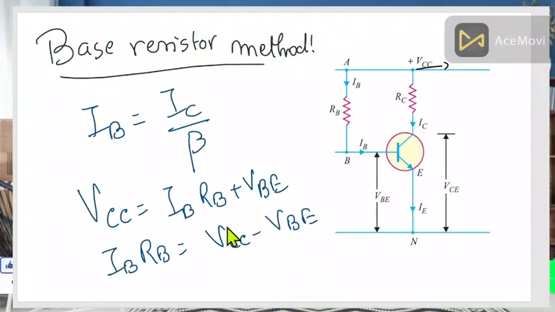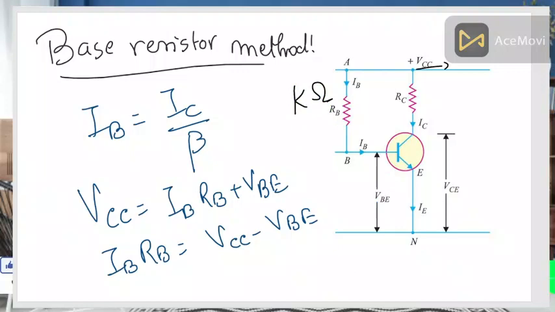We will discuss the first method, the base resistor method. This is the circuit diagram of the base resistor method. I will show alternative diagrams also. What happens in this method? We have a high resistance RB, and this RB is of the order of several kilo ohms. You have to take this in consideration.